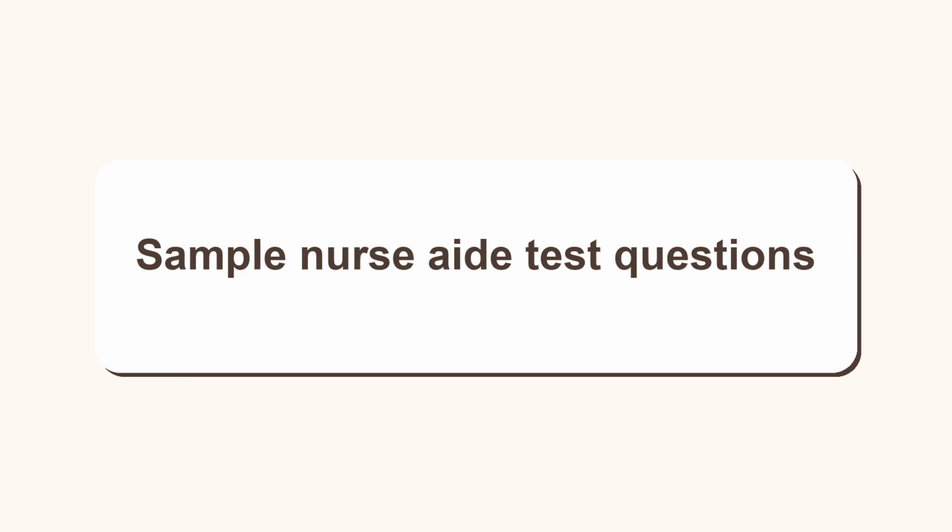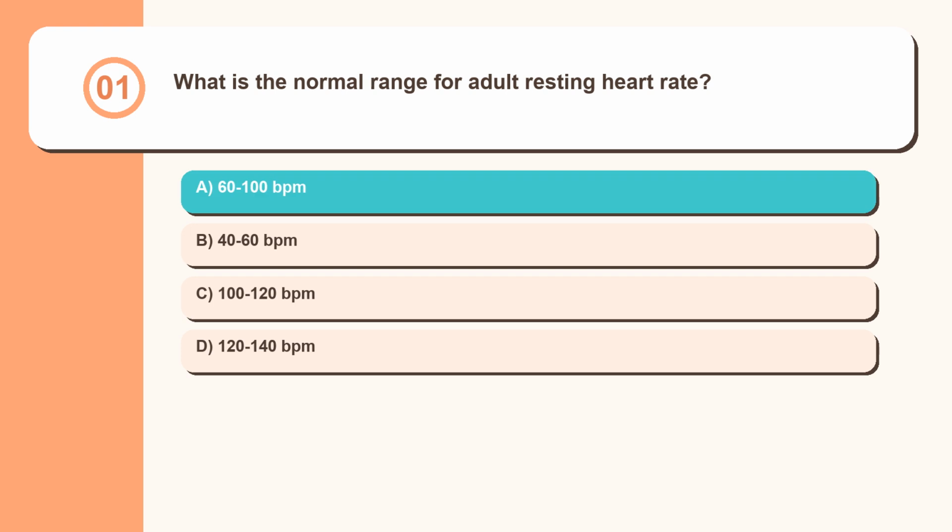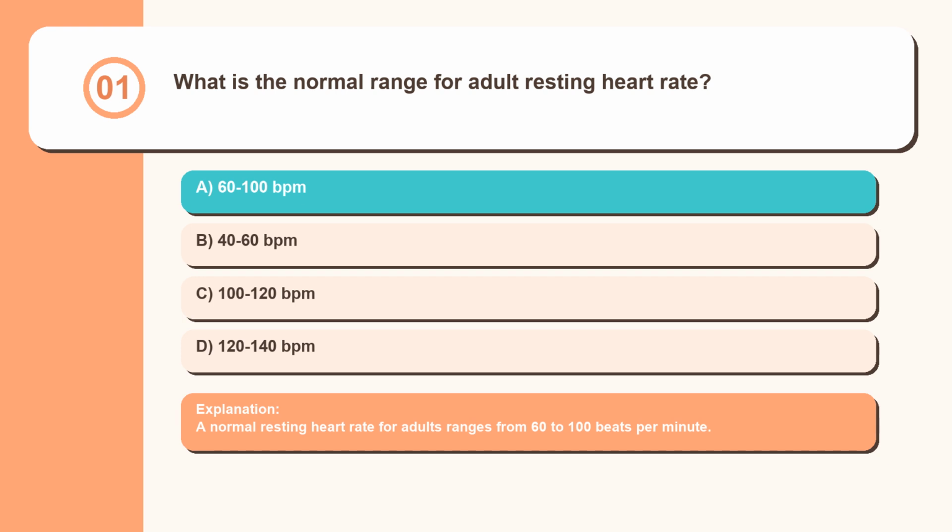Sample nurse aide test questions. Question 1. What is the normal range for adult resting heart rate? 60 to 100 bpm, 40 to 60 bpm, 100 to 120 bpm, 120 to 140 bpm. A normal resting heart rate for adults ranges from 60 to 100 beats per minute.